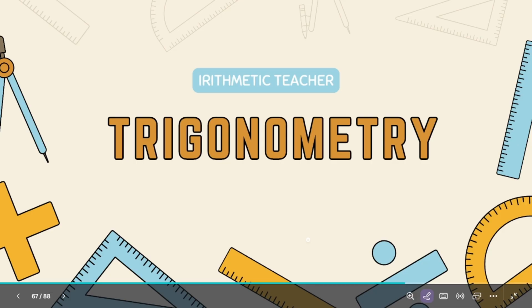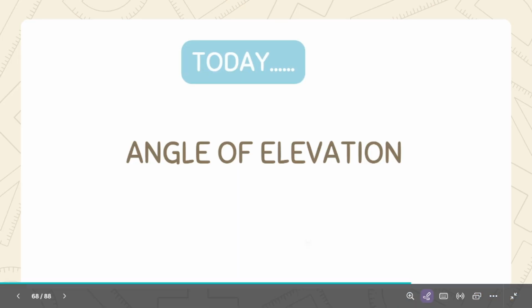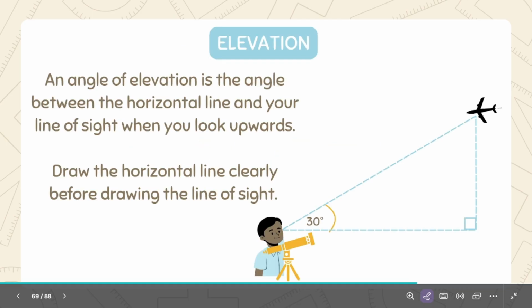In our last lesson, we looked at what problems leading to trigonometry. Today, we'll continue with another aspect of what problem, that is angle of elevation. Now, an angle of elevation is the angle between the horizontal line and your line of sight when you look upwards. Now, looking at this figure, this is a boy trying to look at this aircraft over here.